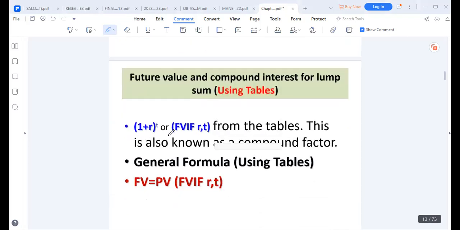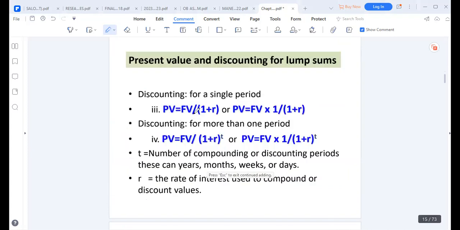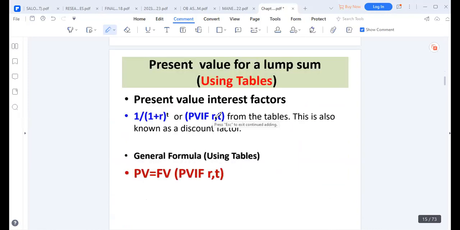So you can use tables or you can use the formula to calculate the future value. So using the future value, you can either compute the future value, the present value, the interest rate, or the time by manipulating this standard formula.